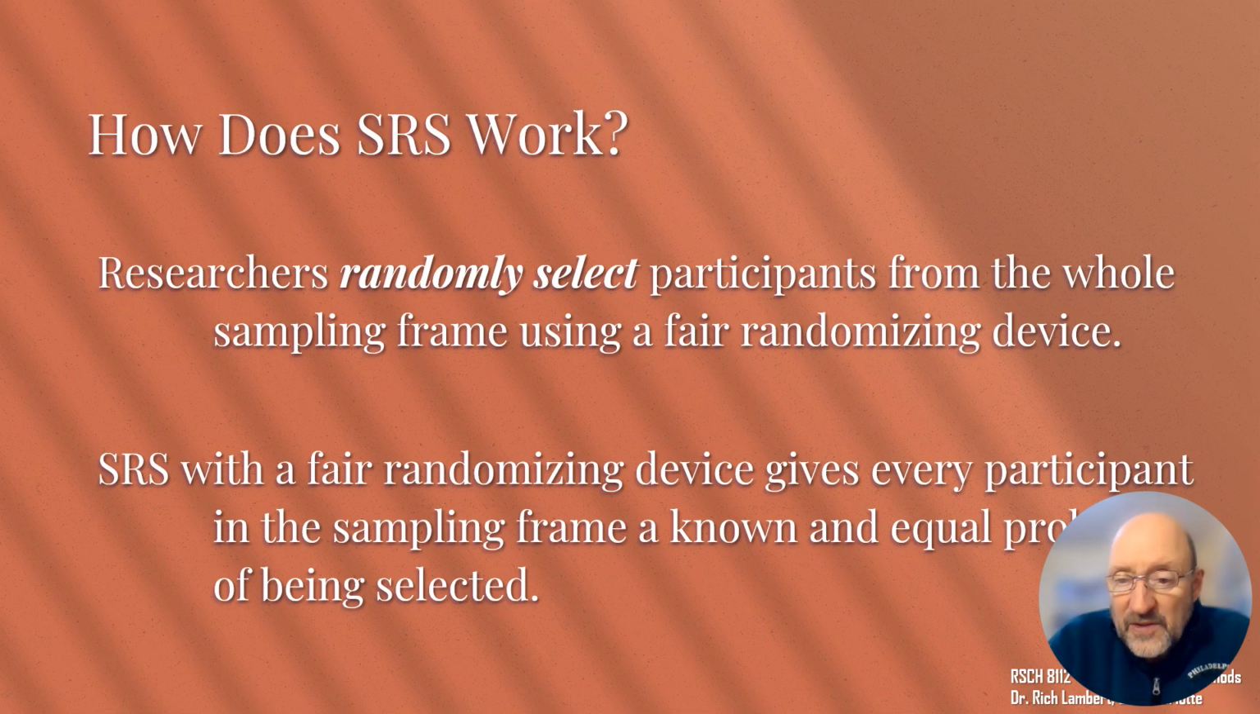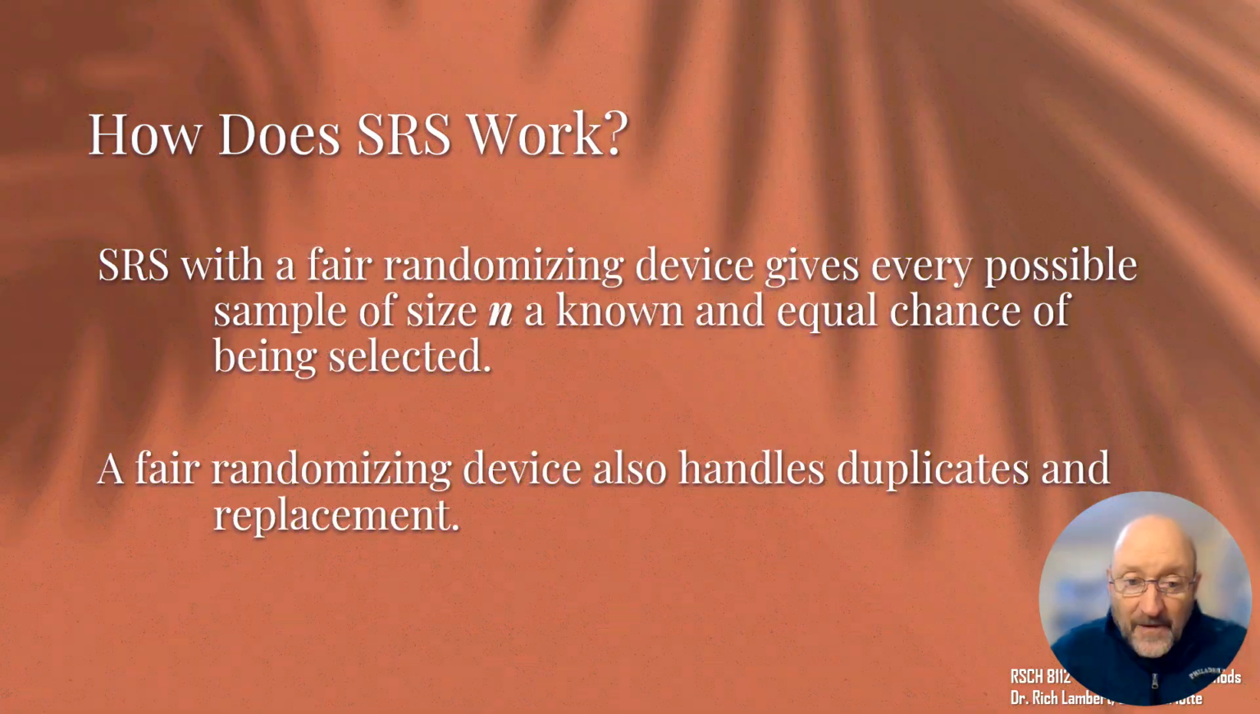So researchers randomly select participants from the whole sampling frame using some kind of fair randomizing device. Okay, and we're going to define in a second what a fair randomizing device means. What does that mean? Well, simple random sampling with a fair randomizing device gives every participant in the sampling frame a known and equal probability of being selected. Simple random sampling with a fair randomizing device also gives every possible sample of size n a known and equal chance of being selected.